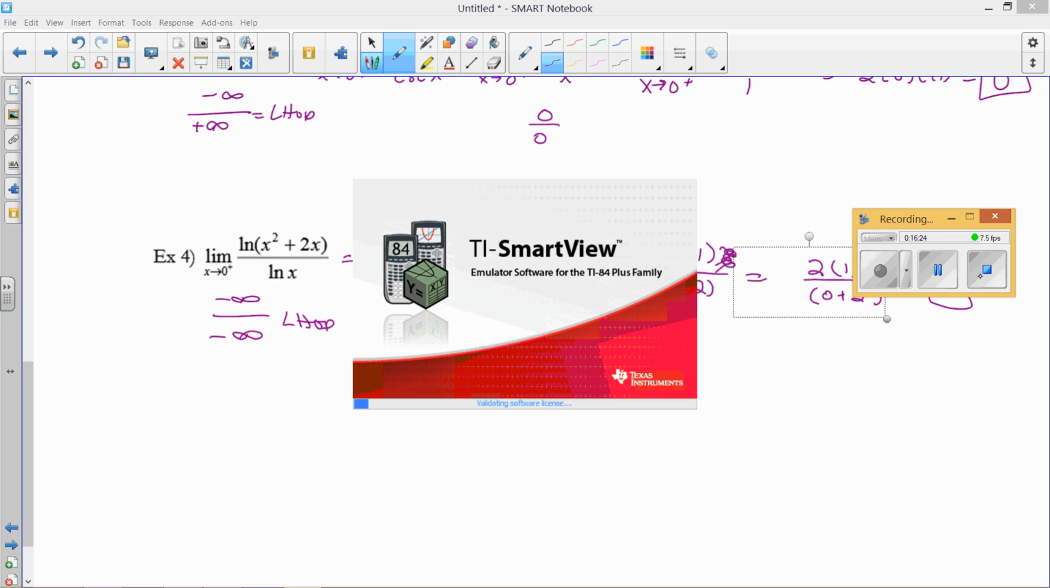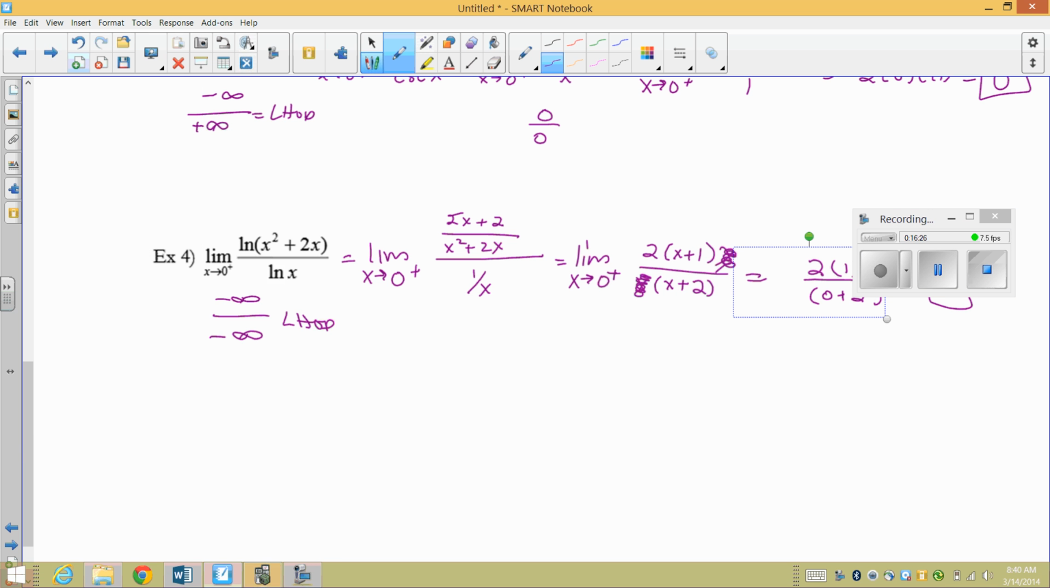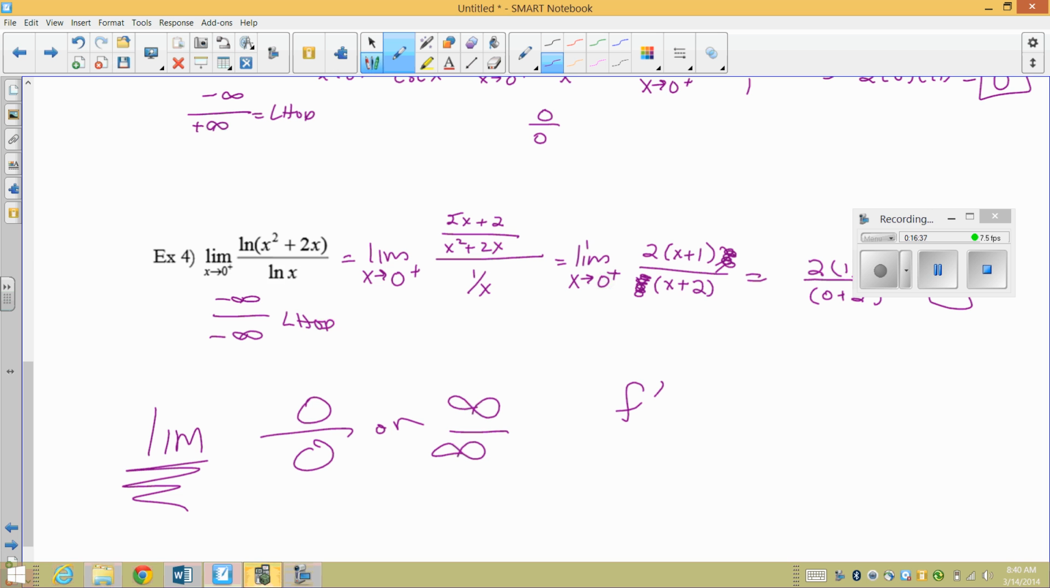So there's L'Hopital. Long story short for L'Hopital so far is that if you have 0 over 0 or infinity over infinity in a limit, you can take the derivative of the top over the derivative of the bottom, find the new limit, plug it in, call it a day, and evaluate.